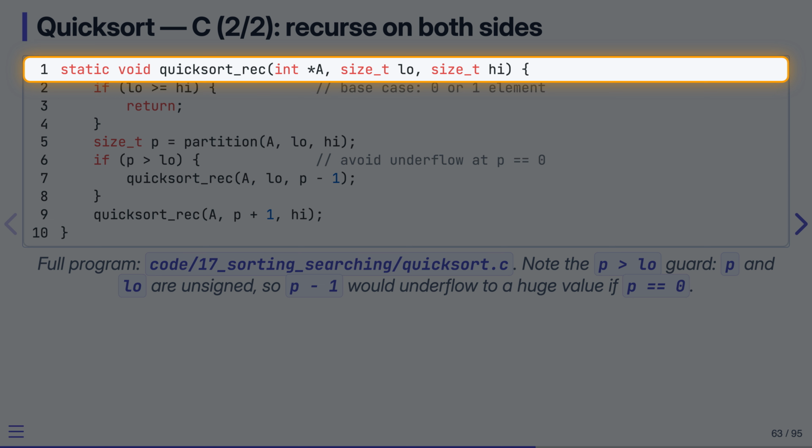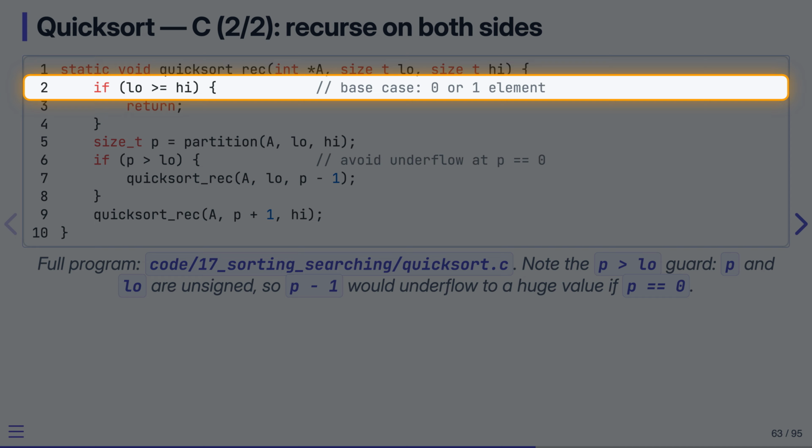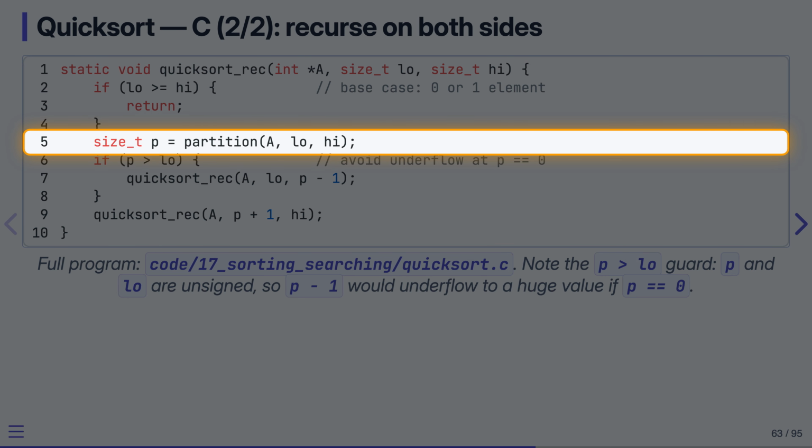And here is the recursion that uses it. The base case. If low is greater than or equal to high, the range holds 0 or 1 element, so it is already sorted. Otherwise we partition, and P comes back as the pivot's final index.